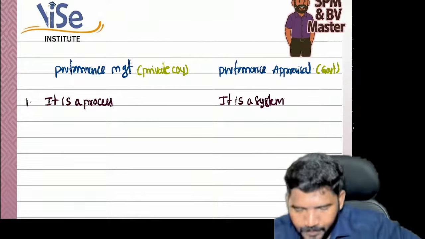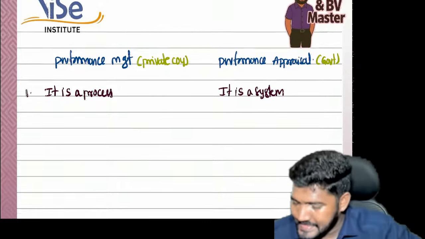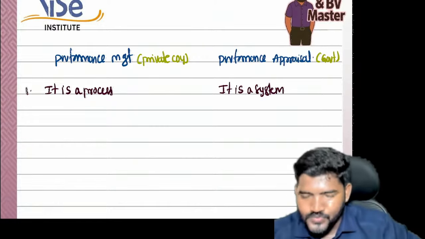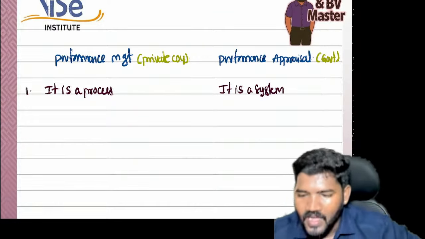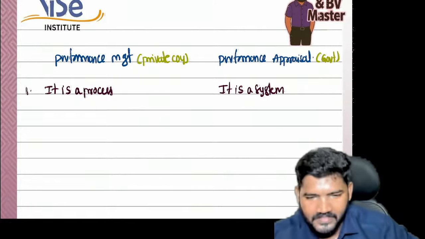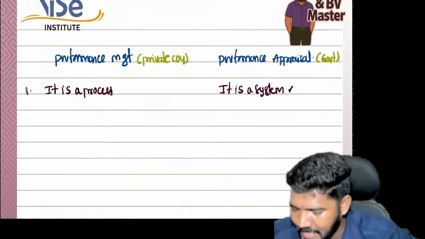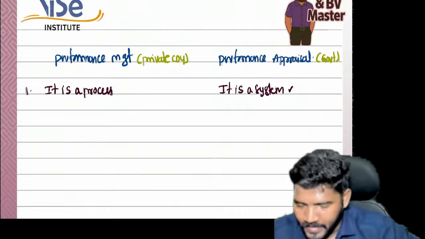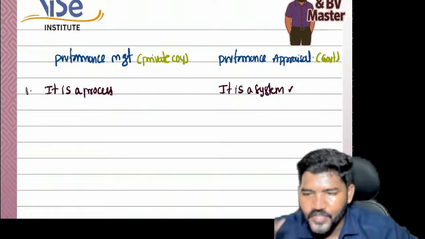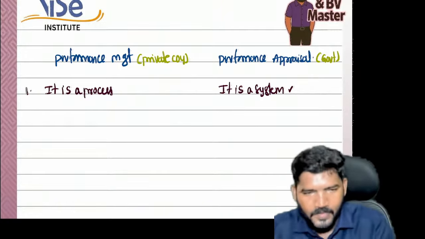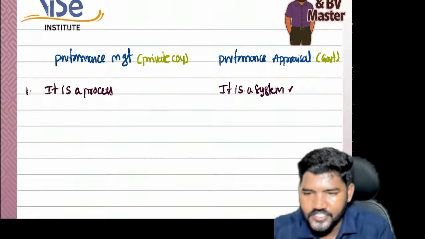When it comes to system, at the end of the year, I am announcing a parent meeting. In that parent meeting, I am saying everything. That is called system. It happens only once in a year. But when it comes to the process, it is continuous in nature. That is the meaning of process and system, from the implementation point of view in an organization.